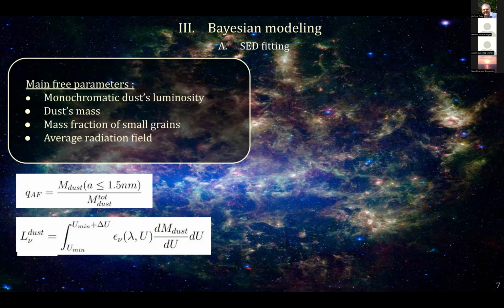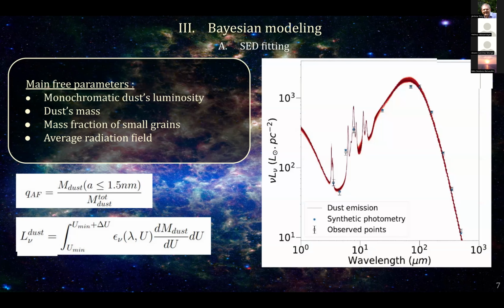dust mass. So a typical LCD would look like this, with the aliphatic and aromatic band here, and the infrared continuum just here. Just note that the red scatter is due to the fact that we are doing hierarchical Bayesian modeling, so it's just the probability distribution of our LCD.